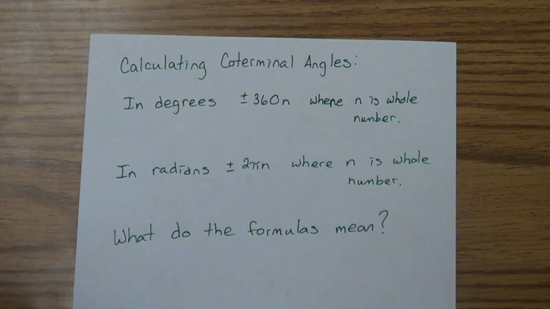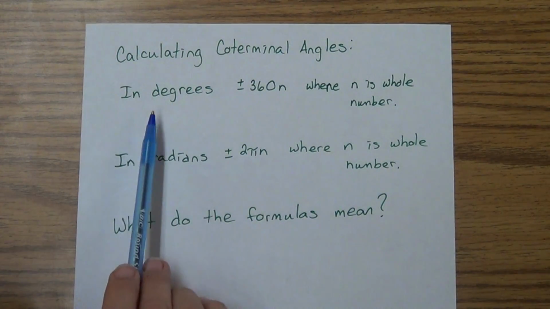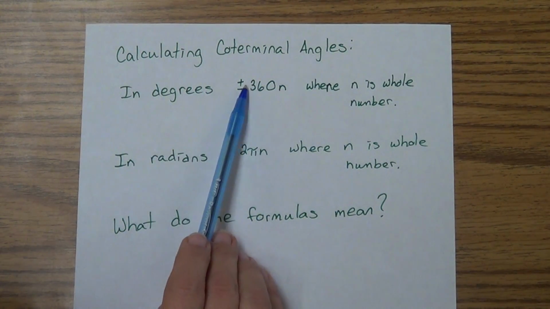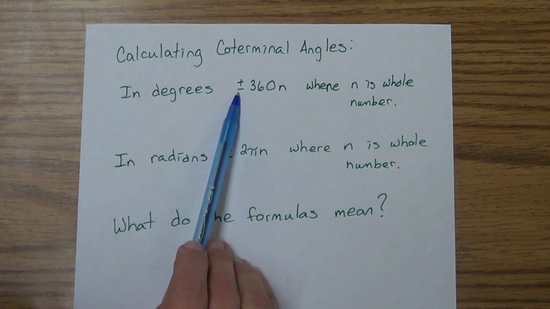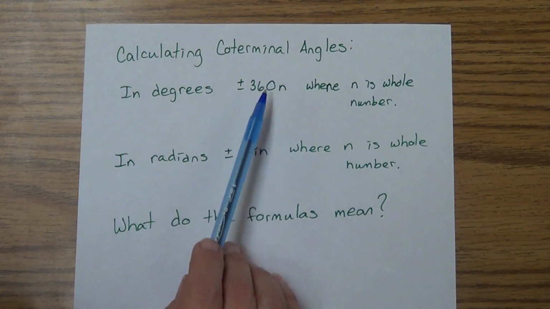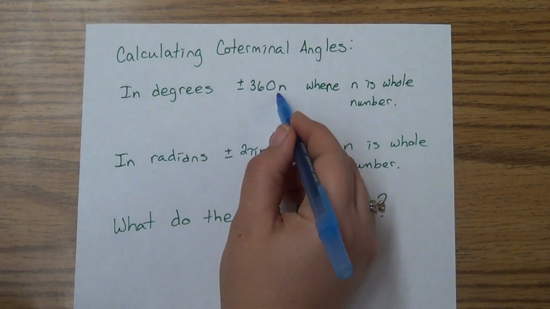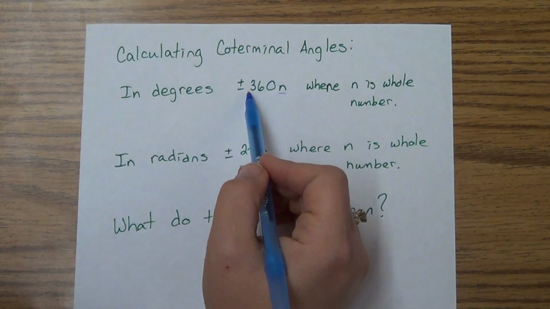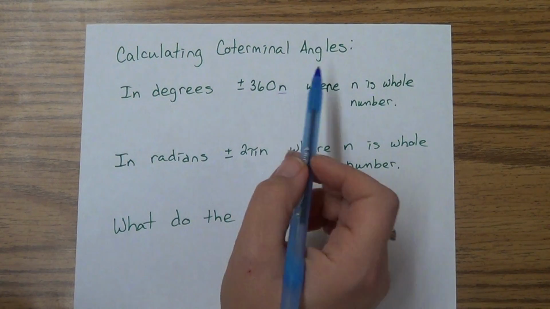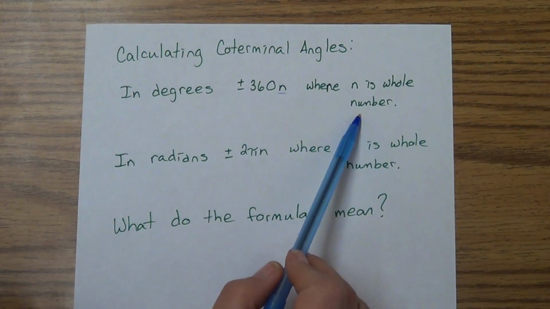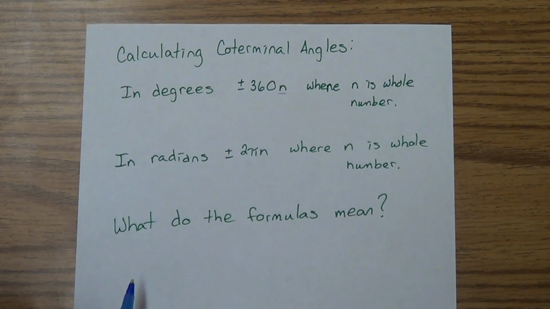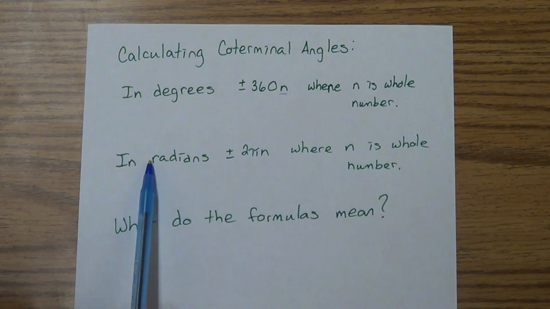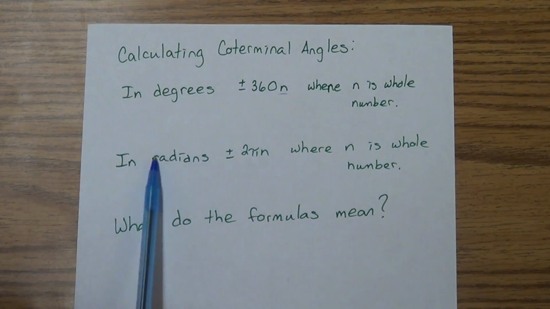All right, so let's talk about calculating coterminal angles. If we're in degrees, then you're just going to add 360 and subtract 360. But if we want to get all the possible angles, we're going to add and subtract 360n, where n is a whole number. And I'll show you what that means in just a little bit when we start doing examples. Why are we adding 360? Because that's a whole circle.